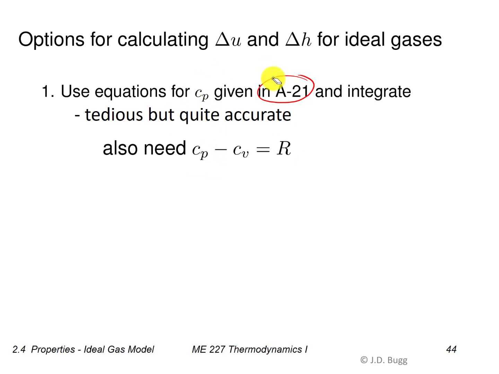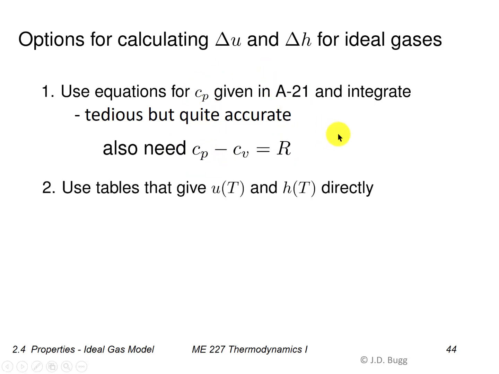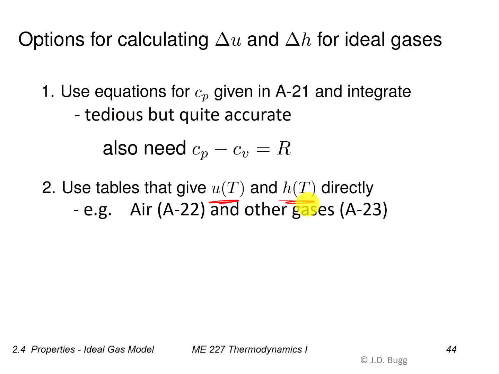Now, the second option for doing this is to use what are called ideal gas tables. And ideal gas tables give U and H directly. So examples of those in your textbook: table A22 for air, and table A23 has that data in it for a variety of 4 or 5 other gases. So we're going to be using particularly table A22, but we'll use A23 a fair bit as well as we go on and do some examples.